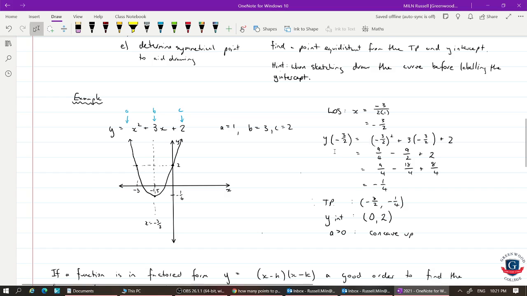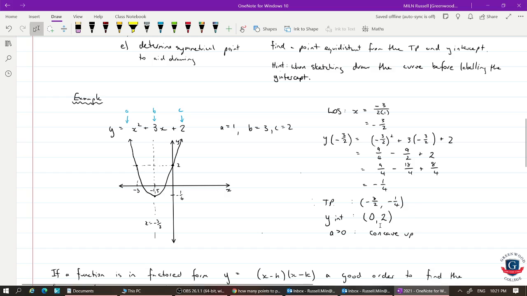To find the y value of our turning point, now that we've got the x value, we substitute it into this equation, which is what I've done here. 3/2 squared is 9/4. Negative times negative becomes positive. 3 times -3/2 is -9/2, and our constant is +2 that we add on the end. Simplifying this, put it all over 4, and you'll find that the answer is -1/4, which gives us our turning point, which is right here.